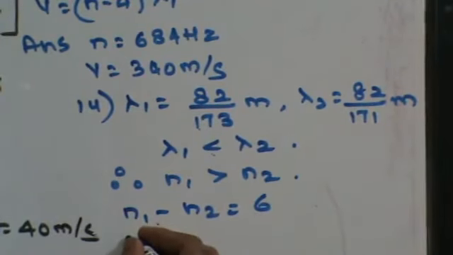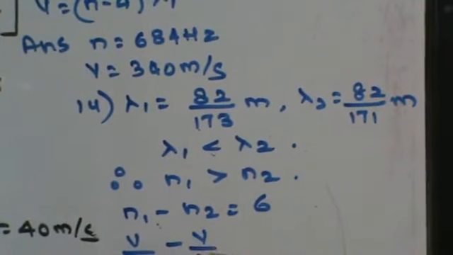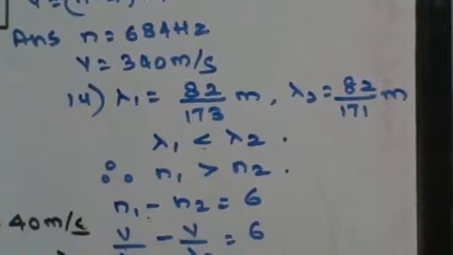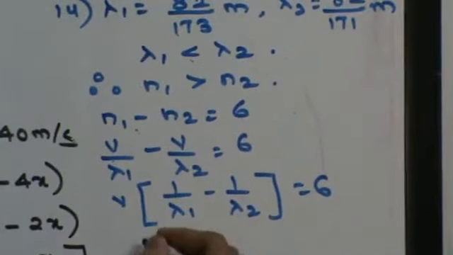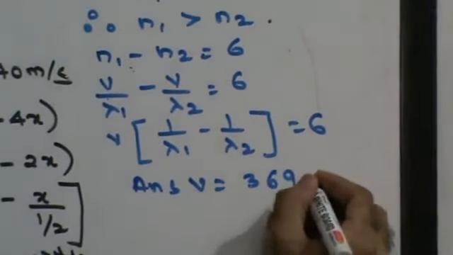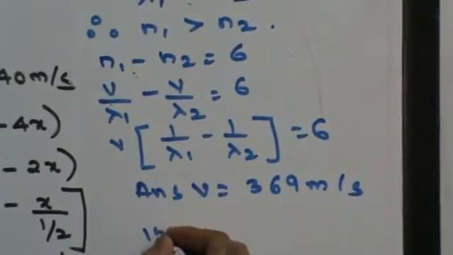N is nothing but V upon lambda. So V upon lambda 1 minus V upon lambda 2 is 9. V common. 1 upon lambda 1 minus 1 upon lambda 2 is 9. You know the value of lambda 1, lambda 2. You should be able to get the value of V. Answer should be, V is 369 meters per second.